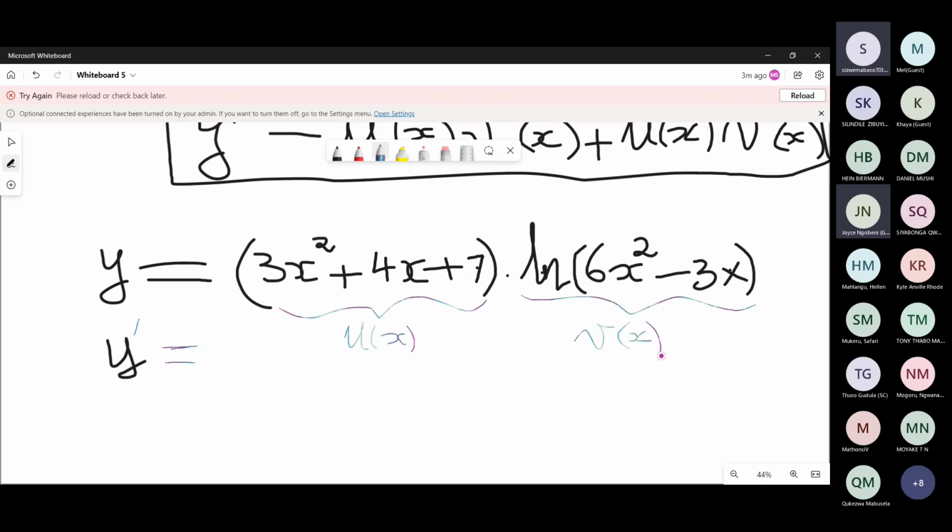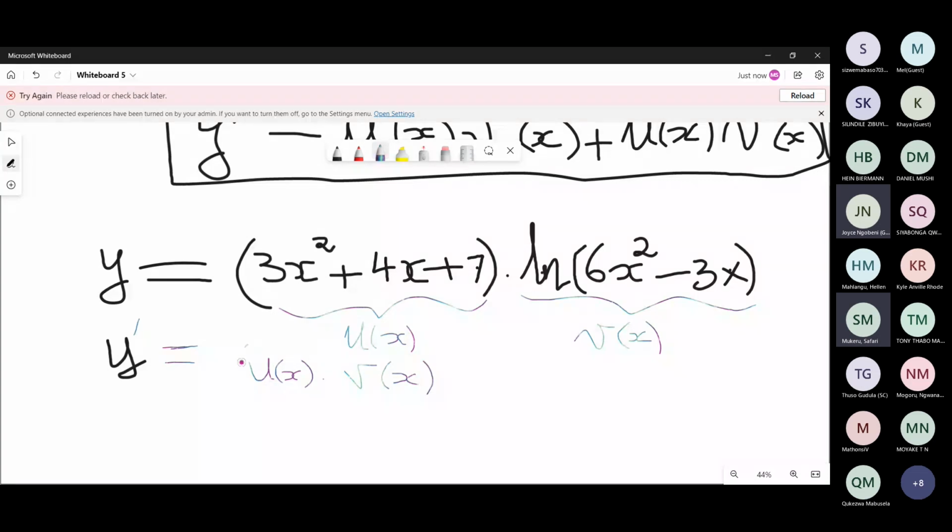Let's start by substituting u(x). I would say u(x) equals 3x squared plus 4x plus 7. So this is u(x), and we have here u(x) multiplied by v(x). Good. And now, you can go to the model.